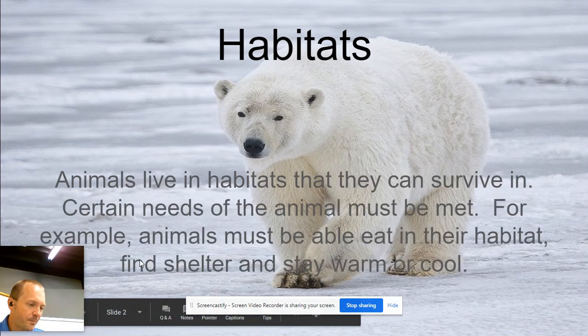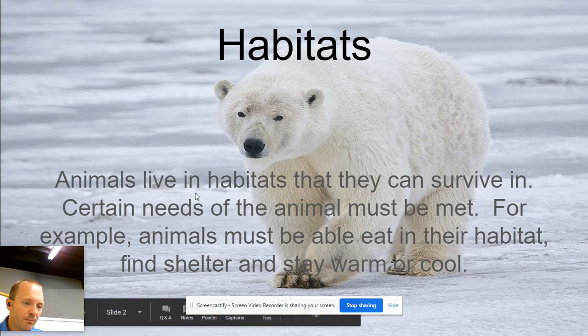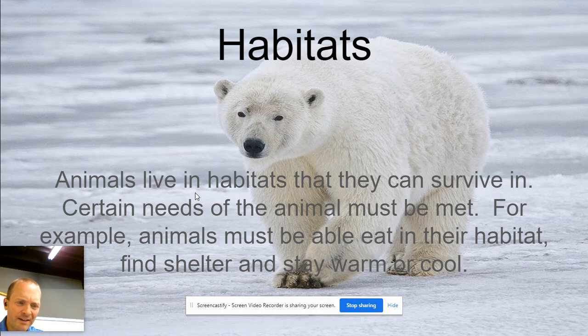The next slide. So it says that animals live in habitats that they can survive in. Certain needs of an animal must be met. For example, animals must be able to eat in their habitat, find shelter, and stay warm or cool. Okay, so if you look at this bear, first thing I noticed is that it's white and it kind of blends in with its surroundings. And I also noticed its big feet. I noticed its fur. It looks like this bear is in a good habitat for it.